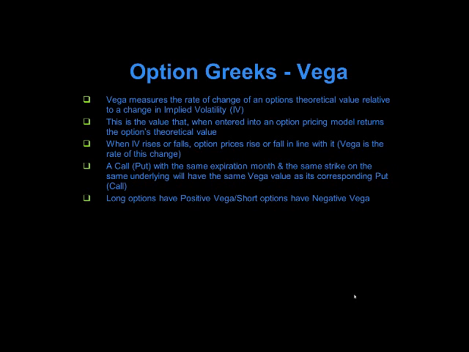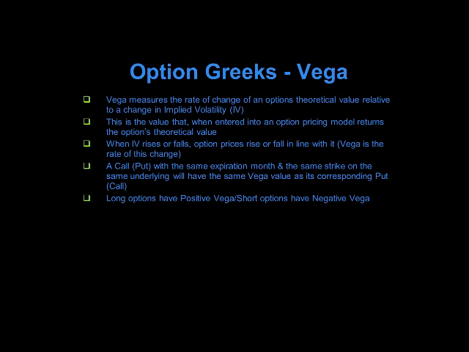So the other thing that I wanted to point out here is long options have positive Vega, short options have negative Vega, okay? Again, if you're long a call, so far what we've said is your delta is positive, your gamma is positive, and what's your theta? It's negative. And your Vega is positive, okay? If you're long a put, your delta, remember, it's negative. Your gamma is positive. Remember, if you're long calls or puts, gamma is positive. Your theta is negative, and your Vega is positive, all right, if you're long.